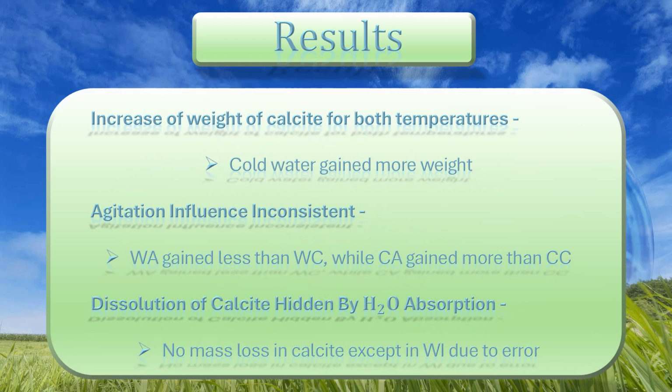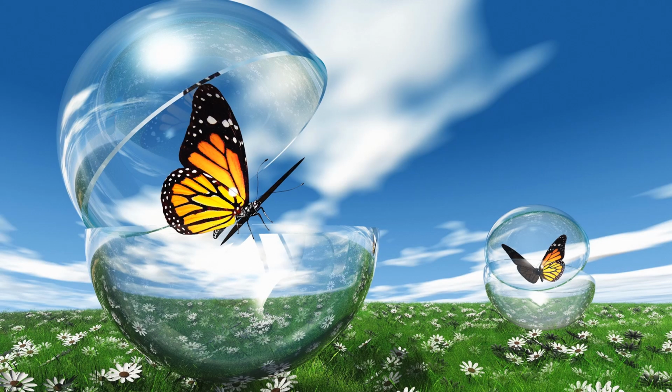So what can we interpret from these results? Increase of weight for the calcite for both temperatures. Specifically, though, cold water gained more weight. Agitation influence, inconsistent. Didn't really see anything because the warm active gained less than the warm calm, while the cold active gained more than the cold calm. Dissolution of calcite hidden by H2O absorption, probably, possibly. No mass loss in the calcite except in warm intermediate, again due to error.